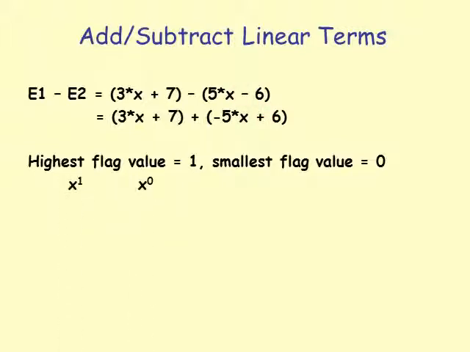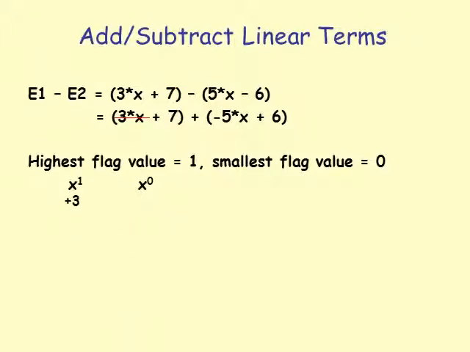Let's continue here. Highest flag value is 1 here, and this one is highest flag value 1. And this is the lowest, which is 0. Constant term has a flag value of 0. Constant term 7 is equal to 7 times x power 0.